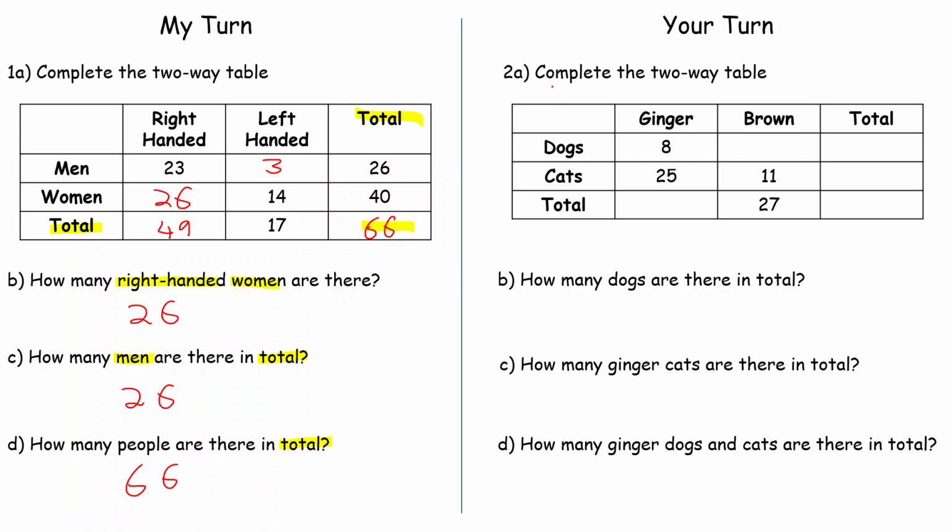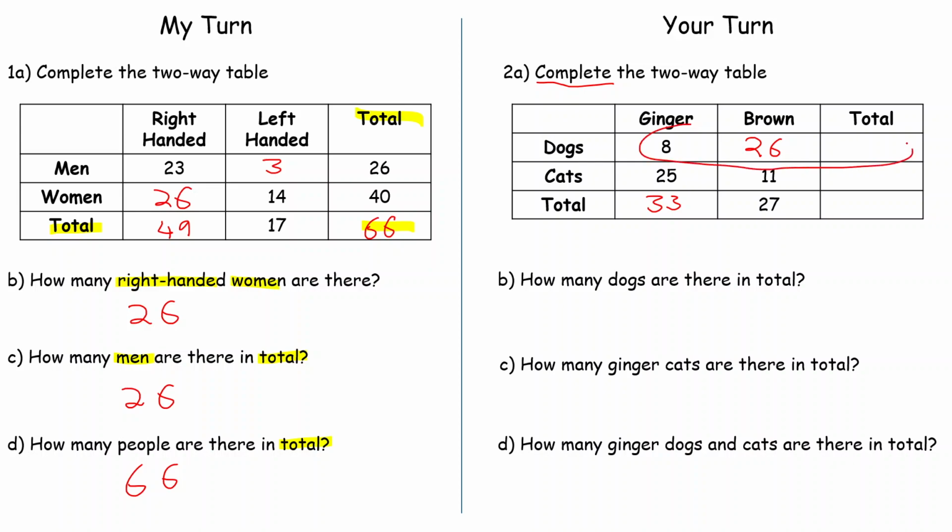And part A is saying complete the two-way table. So again, we can look at this in different ways, but I'm going to begin by looking at this column here, because 8 and 25 will give me my total, which is going to be 33. I can also look at this one by saying something add 11 will be 27. So 27 take away 11 is going to be 16, which is nice. I can now go and get this one.